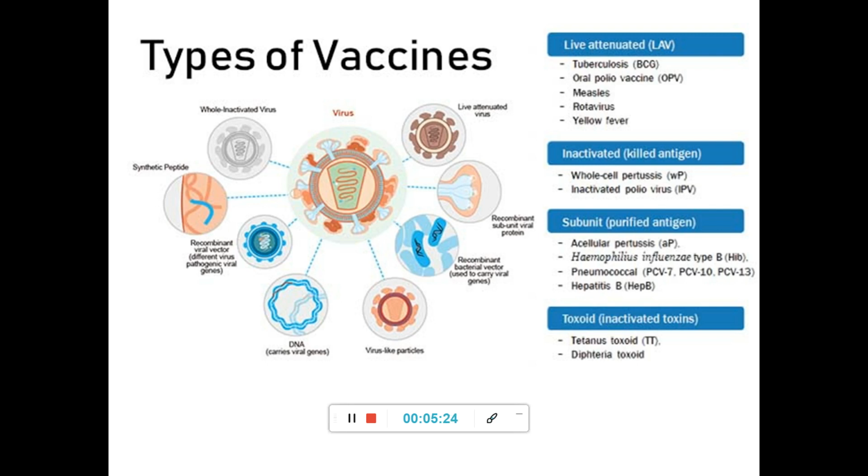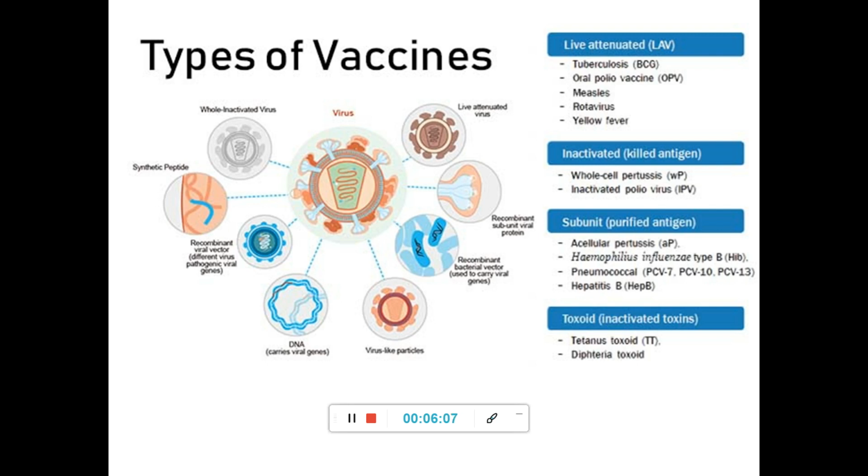Coming to the next one that we have, the subunit or the purified antigen. Now in this, what does it mean? You take some small subunits, as the term implies itself, small parts of the microbe, the virus or bacteria which we have. You take a small part of that, and it is purified, and it is given as an immunogen as a vaccine. They mainly are being used now. For example, the vaccines for acellular pertussis, AP, the Haemophilus influenzae type B, Hib vaccine, the pneumococcal vaccine, as well as the hepatitis B vaccine.